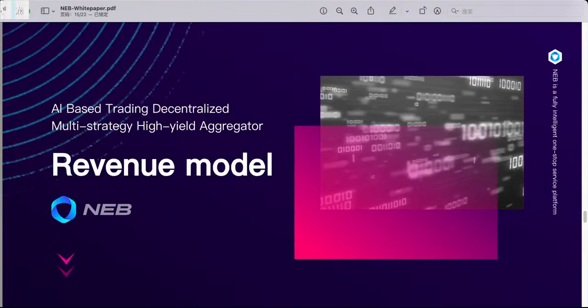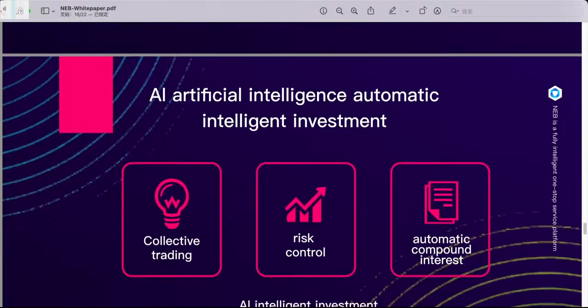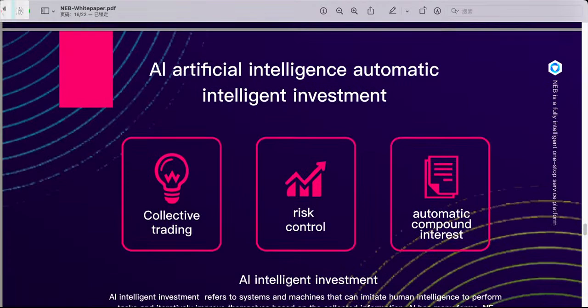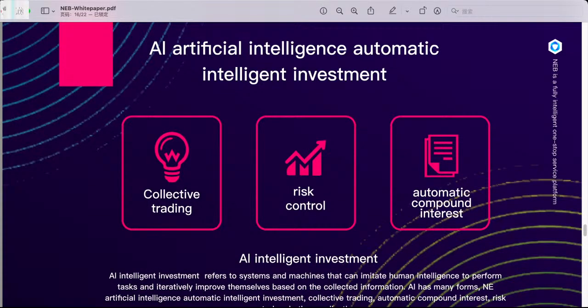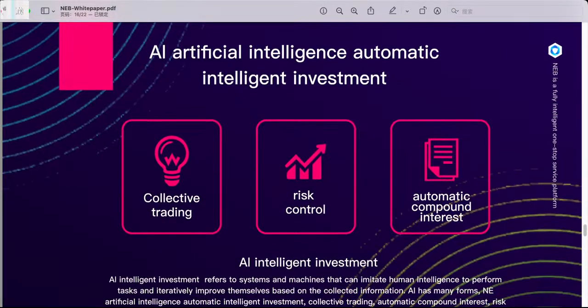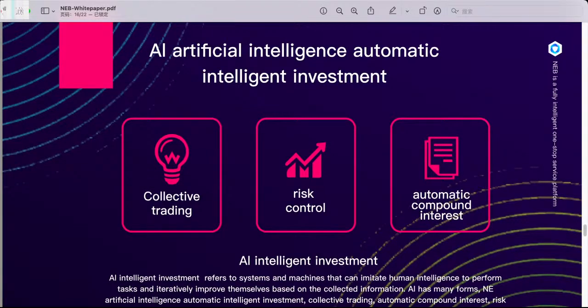And the next part, we will talk about the revenue model for the DeFi NEB. We already know some of the business logic and also the profit logic of the DeFi NEB. We know that they are very efficient and also automatically execute the whole process. So for the revenue model, there are three components that are very important in the whole process: collective trading, risk control, and automatic compound interest.